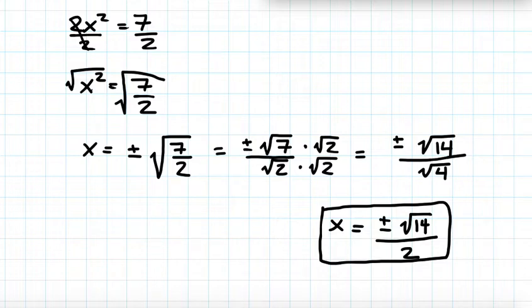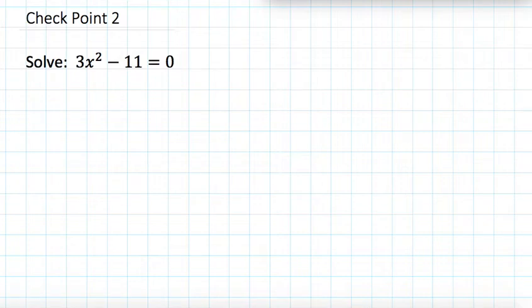So next you should try checkpoint problem number 2, another situation where you have to rationalize a denominator. Do this in your notes, check your answer, and then move on with the rest of the video.